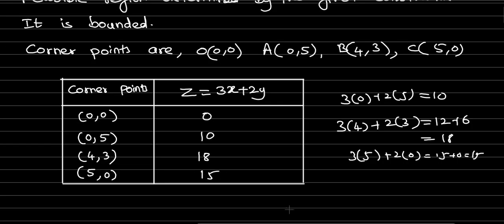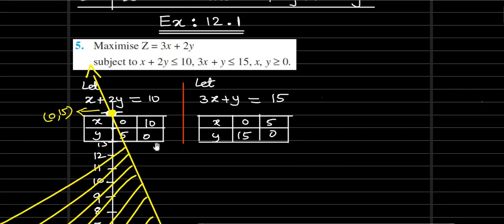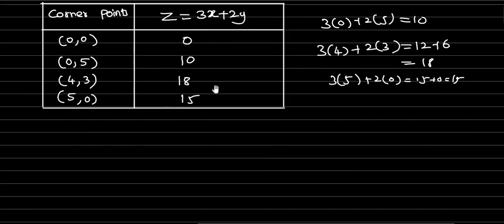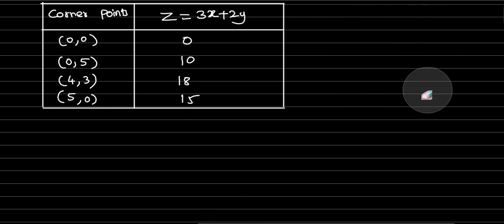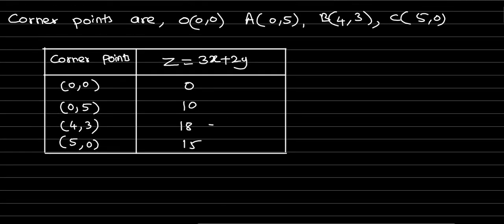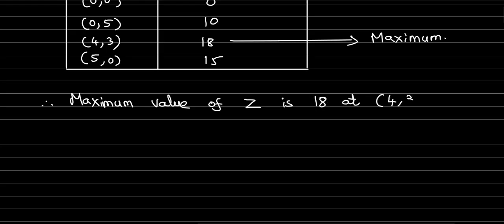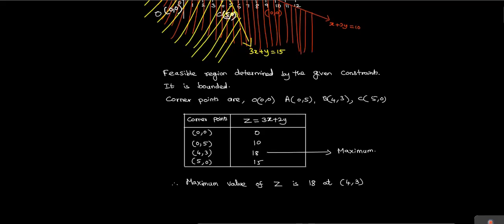So what are they actually demanding in the question? Maximize. Out of these four results, which is the biggest value? The biggest one is 18, so this will be the maximum. Therefore, the maximum value of the given Z is 18. At what point are we getting it? At 4 comma 3. That's all the solution.